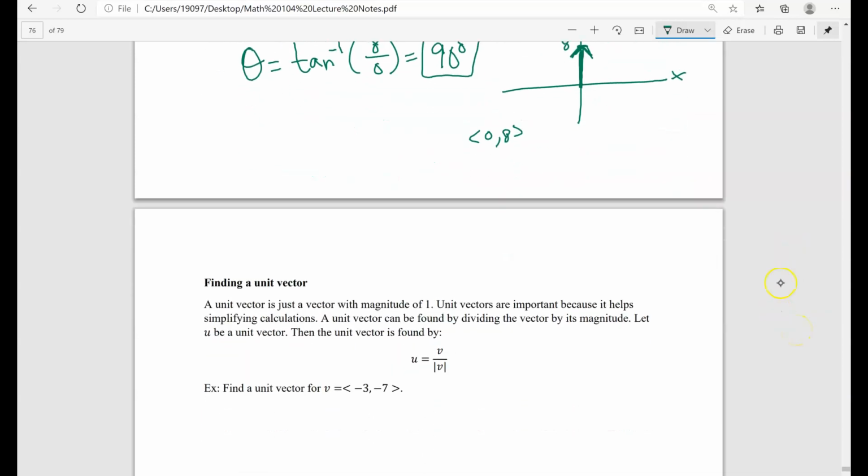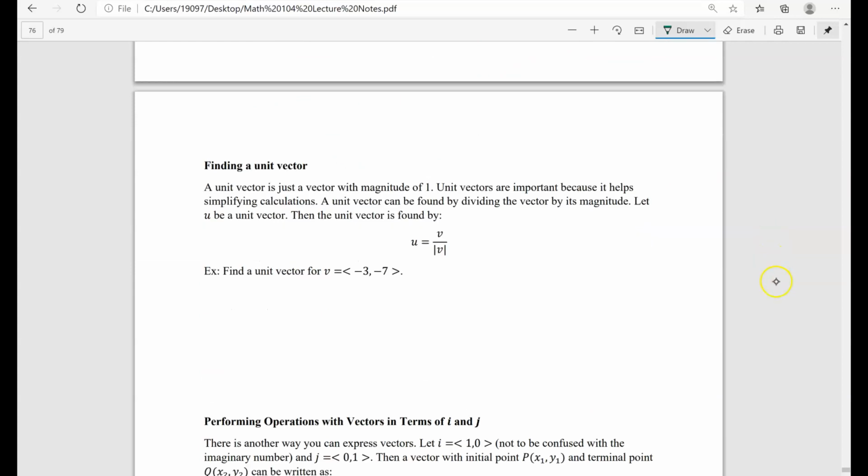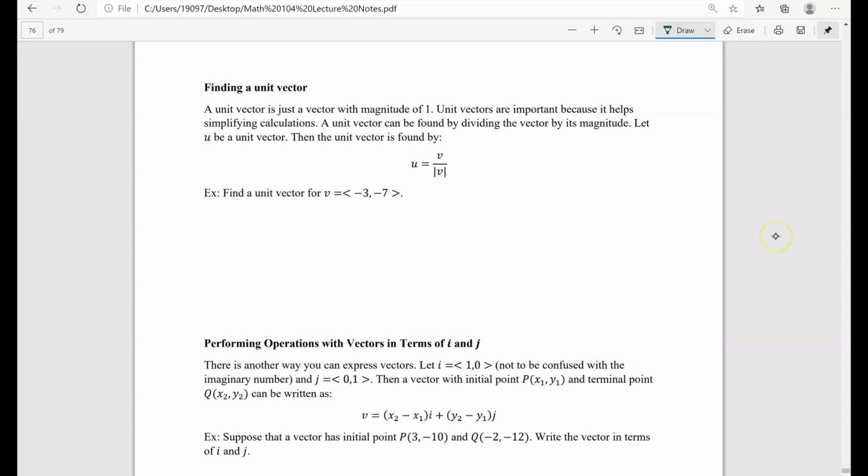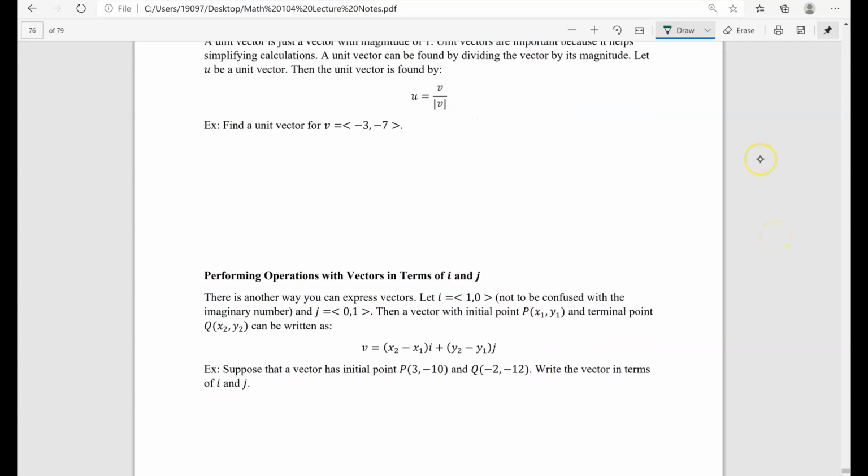So now something else that you can do with these vectors is something called finding the unit vector. Okay, so finding the unit vector, what it does is that you're making the vector into a magnitude of 1. Sometimes using unit vectors is useful in simplifying calculations. So the way that you do it is that you take the vector v and divide it by the magnitude. Okay, so let's just find the unit vector of this guy.